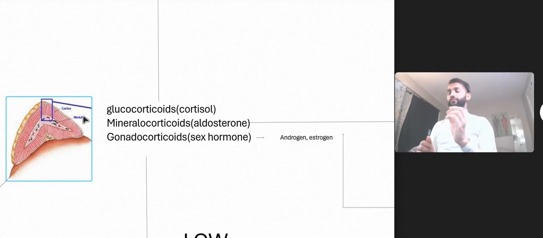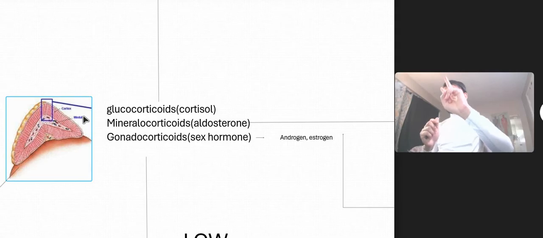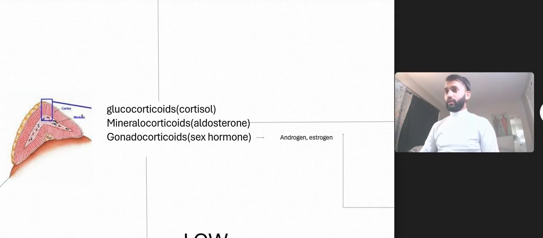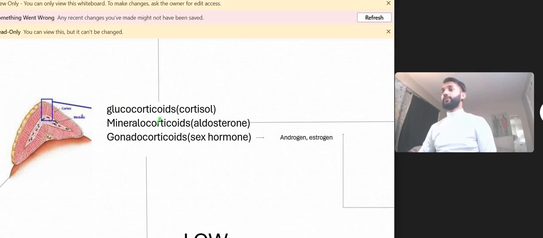One more time, review. Adrenal glands sit at the top of each kidney. The right adrenal gland has a triangular shape. The left adrenal gland is semicircular in shape. The adrenal gland has two layers, adrenal cortex and adrenal medulla. The adrenal cortex releases three hormones: glucocorticoids, mineralocorticoids, and gonadocorticoids, which in turn release cortisol, aldosterone, and sex hormone. In simple words to remember, when you say cortisol, it's the increase of sugar. When you say aldosterone, it's the increase of salt.